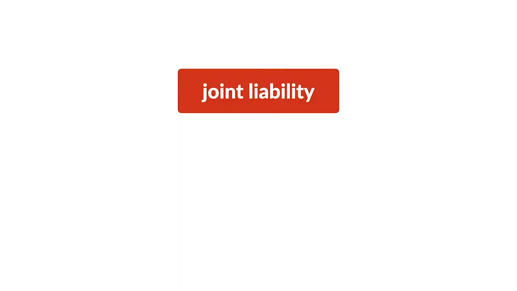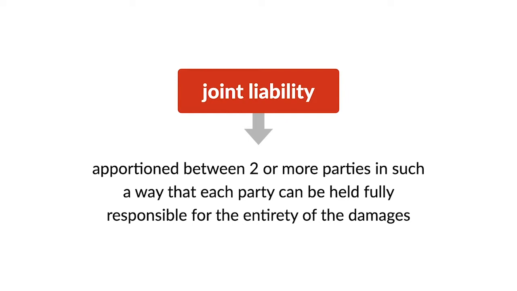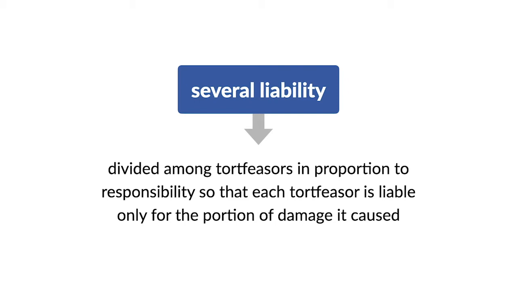Joint liability is liability that's apportioned between two or more parties in such a way that each party can be held fully responsible for the entirety of the damages. Several liability, on the other hand, divides liability among tortfeasors in proportion to responsibility, so that each tortfeasor is liable only for the portion of damage it caused.